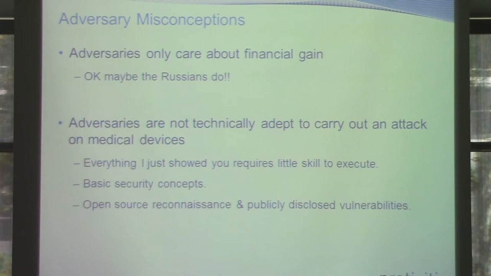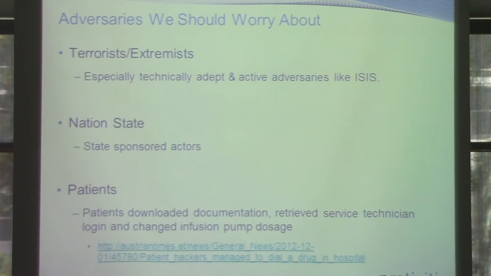The other thing is, these adversaries are not technically adaptable. This is simple stuff. This is not advanced. It's Shodan queries that we looked at, publicly disclosed vulnerabilities from 2008, open source reconnaissance. So, terrorist extremists, I suppose, could look at an attack vector. Nation states could do a lot of things.